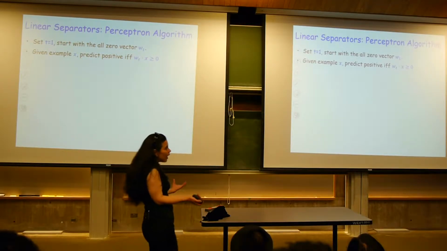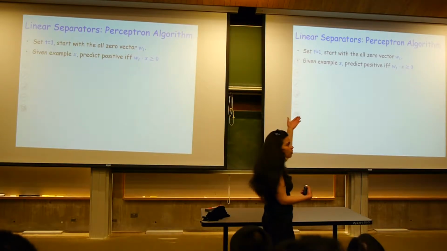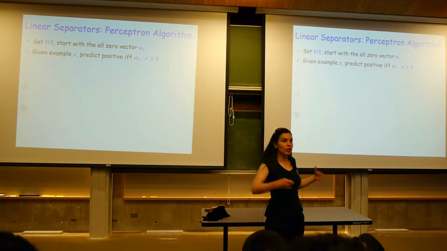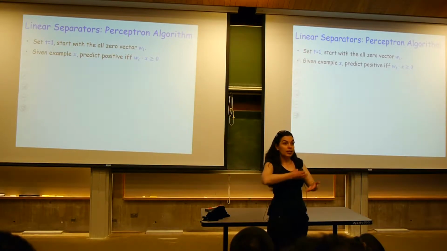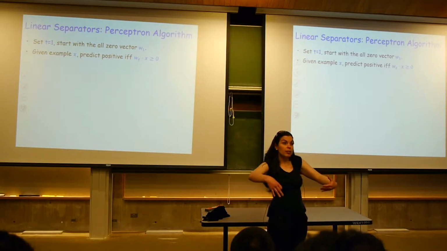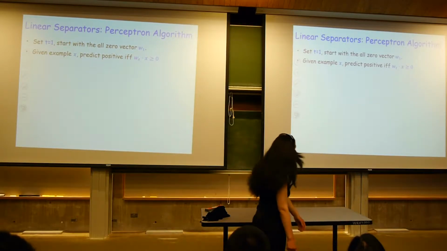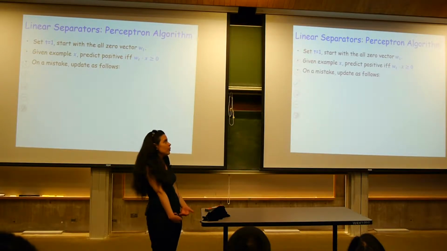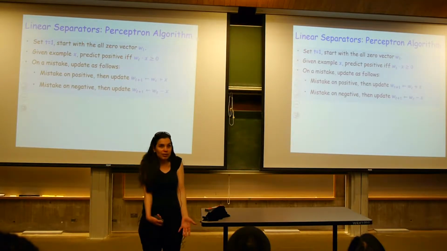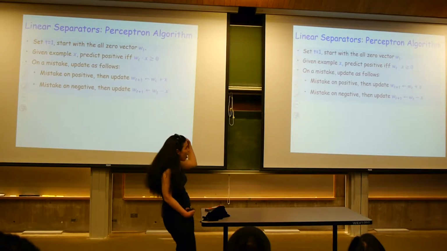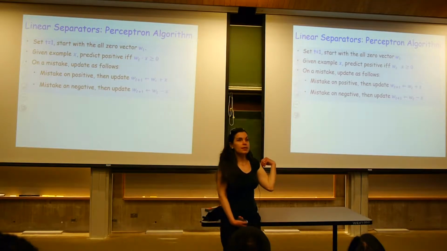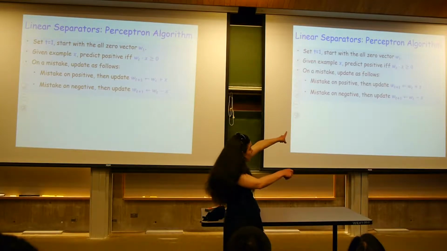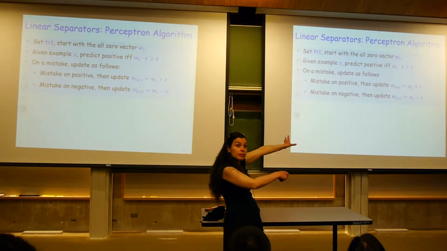Okay, so given an example x, I'm going to use my current guess for the target to predict. I'm going to predict positive if and only if the dot product between wt and my current example x is positive. Now if I make a mistake, I do the simplest update we can think about. If we make a mistake on a positive example, that means the dot product between wt and x was negative.